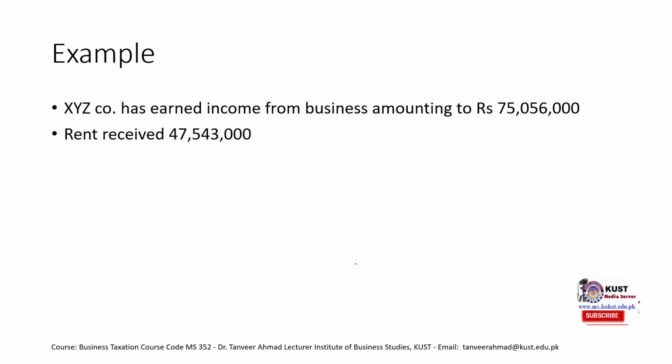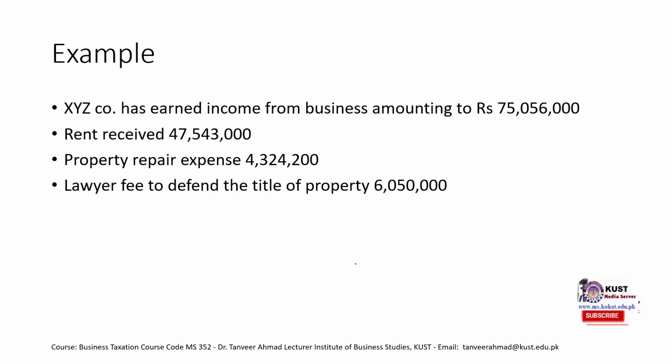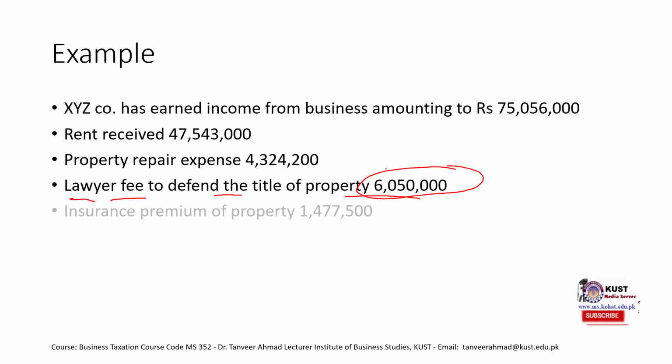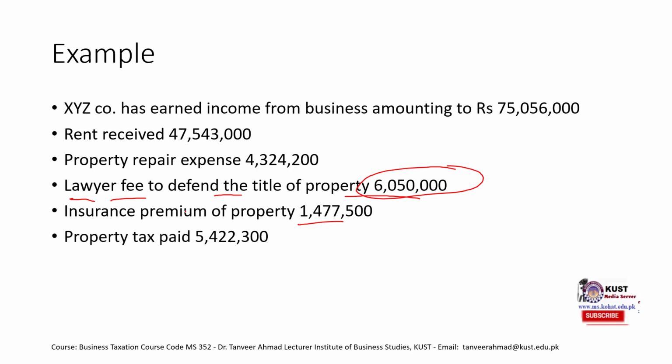One more example. Most of the things are similar, but this idea that we haven't covered in our previous examples is lawyer fee to defend the title of the property. Here this amount is paid as lawyer expenses, so this again is a deductible allowance. Then insurance on the premium property we have already discussed. Property tax paid, tax withheld by tenant is already given.